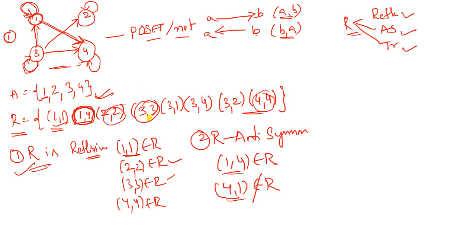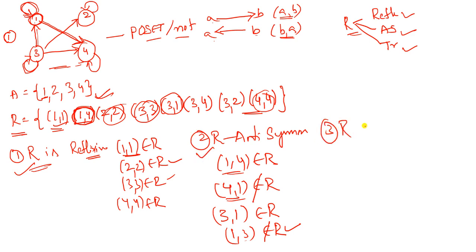Check another element, take (3,1). (3,1) belongs to R, it is existing. Does (1,3) belong to R? No, (1,3) does not belong to R, so R is antisymmetric. So the second condition is also satisfied. And next, the third one, R should be transitive.